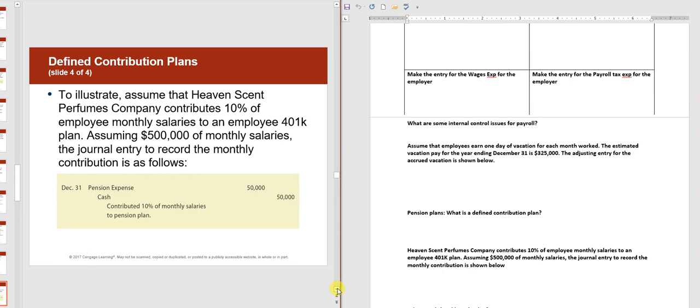Okay, so notice that we have this one, Heaven Sense, 10% of their salary, so 10% of 500,000 is 50,000. So I'm going to debit pension expense. You could also debit a retirement plan expense, and I credit cash because I'm going to pay it in to some sort of investment place. So basically what you do when you get to work is you'll choose from a number of investment vehicles. You might not get to choose the company, but sometimes you get to choose what investments, usually a mutual fund of some sort that you get to invest it in. So the company debits pension expense and credits cash.